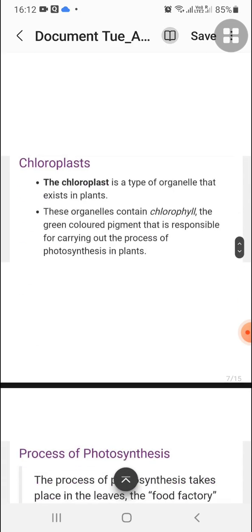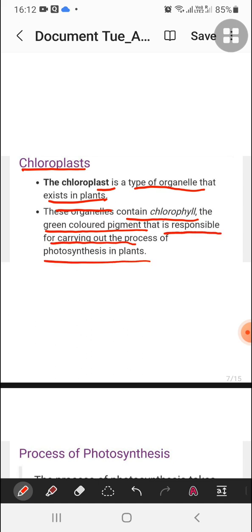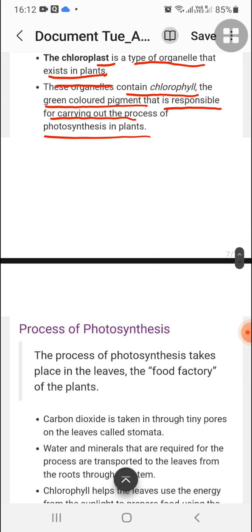Now next topic is chloroplast. What are chloroplasts? The chloroplast is a type of organelle that exists in plants. These organelles contain chlorophyll, the green colored pigment that is responsible for carrying out the process of photosynthesis in plants.